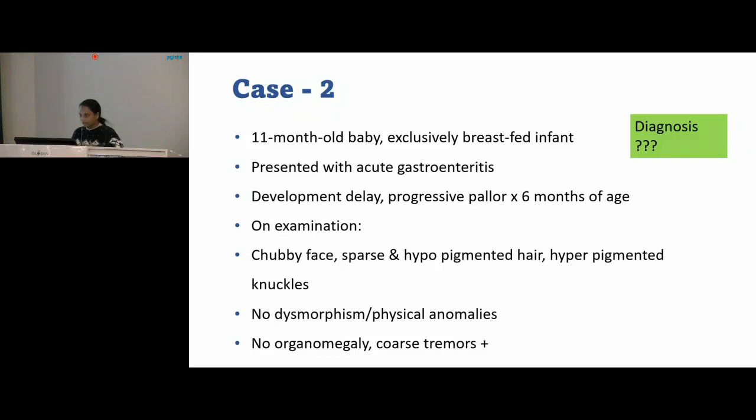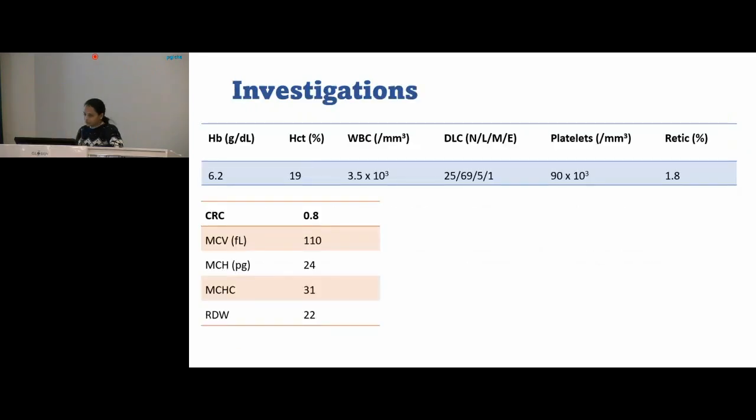Any specific, how can you explain the tremors? So there is something known as pre-infantile tremor syndrome and infantile tremor syndrome. So we are dealing with a probable infantile tremor syndrome, and pallor and all is because of the megaloblastic anemia component. So the investigations, you can see what is abnormal.